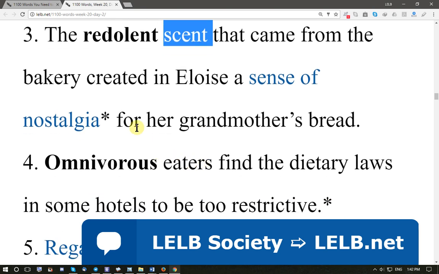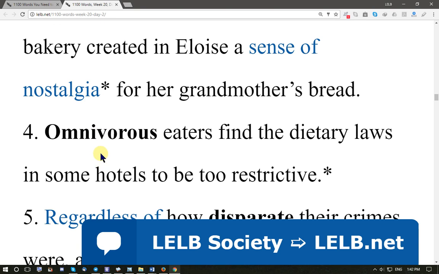So she became nostalgic. Number 4, omnivorous eaters find the dietary laws in some hotels to be too restrictive. If you eat everything, it means both plants and meat, you find some restrictive dietary rules in some hotels, and you don't like it, because you are not a vegetarian. All right.